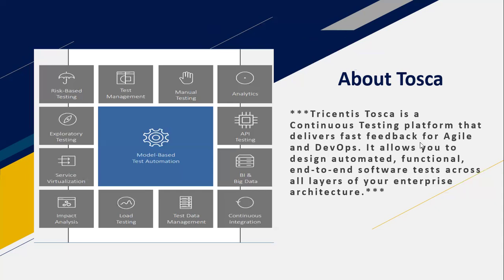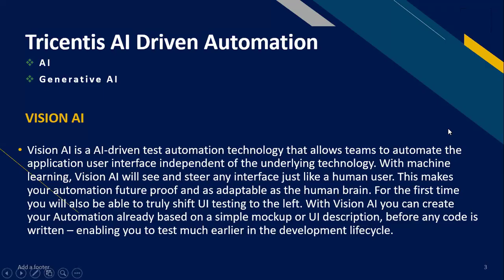Yes. Next. So Tosca, we can call it a Tricentis AI-driven automation. We can call it two ways. One is AI-driven, another one is cloud-based applications. Yes, someone has raised a hand.